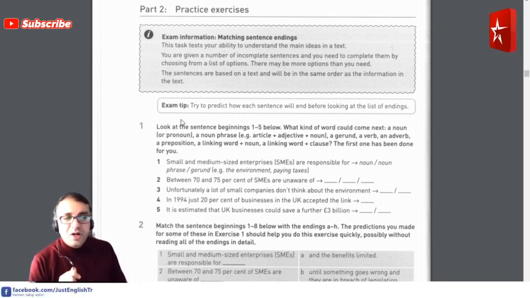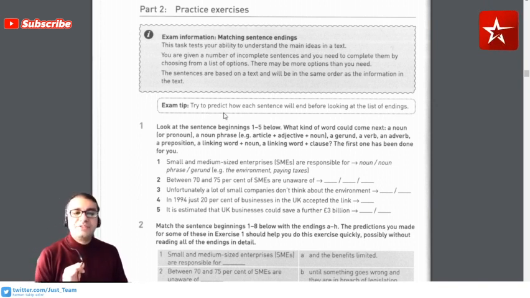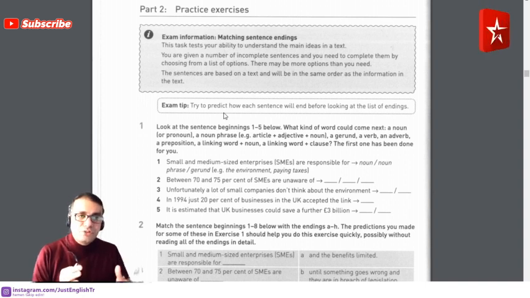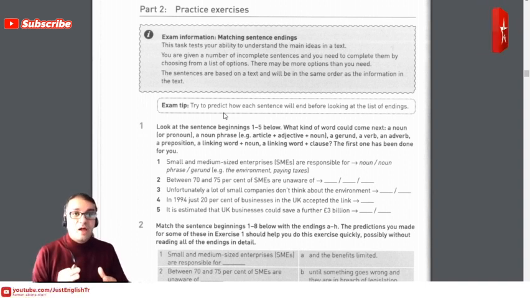By the way, one of the tips, it's mentioned here, we wrote it: try to predict how each sentence ends before looking at the list of the endings. Now, of course, as I said before, you have a wallet of vocabs, and you get holes in your pocket. The hole in your pocket, you need to use it all the time, the ending.